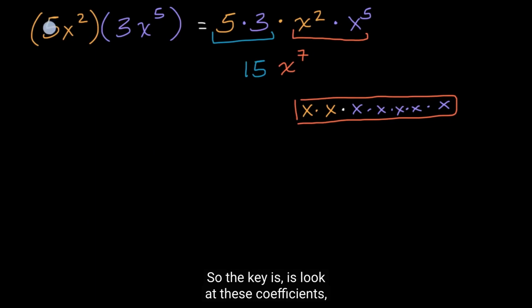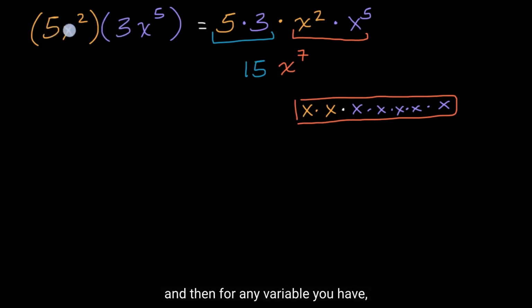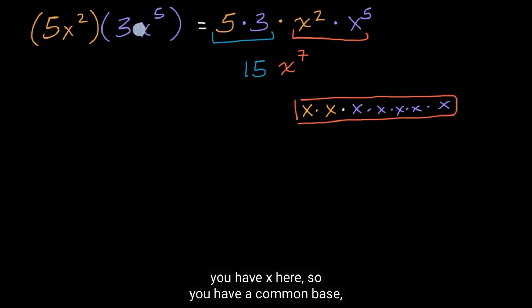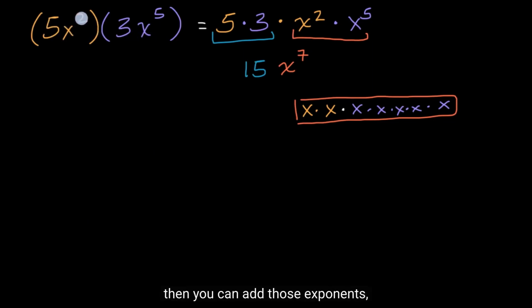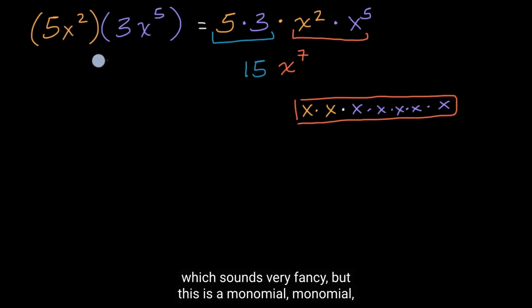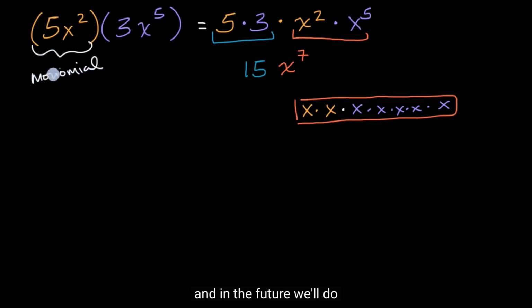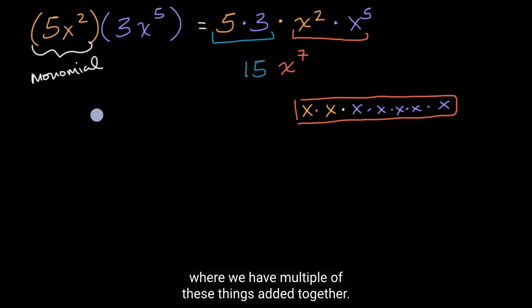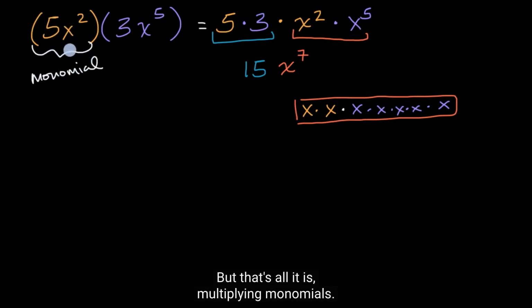So the key is look at these coefficients. Look at these numbers, the 5 and the 3. Multiply those. And then for any variable you have, if you have x here, so you have a common base, then you can add those exponents. And what we just did is known as multiplying monomials, which sounds very fancy. But this is a monomial. And in the future, we'll do multiplying things like polynomials, where we have multiple of these things added together. But that's all it is, multiplying monomials. Let's do one more example, and let's use a different variable this time just to get some variety in there.